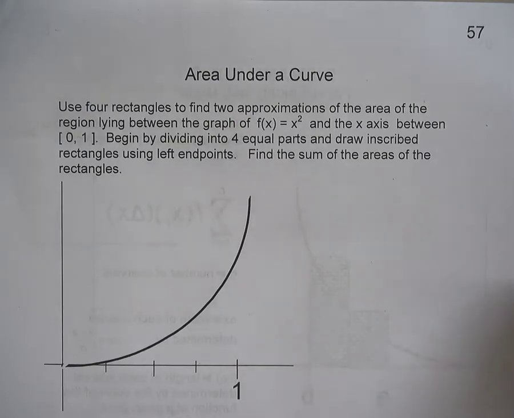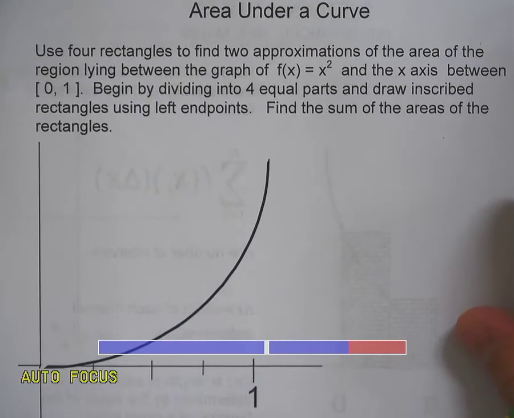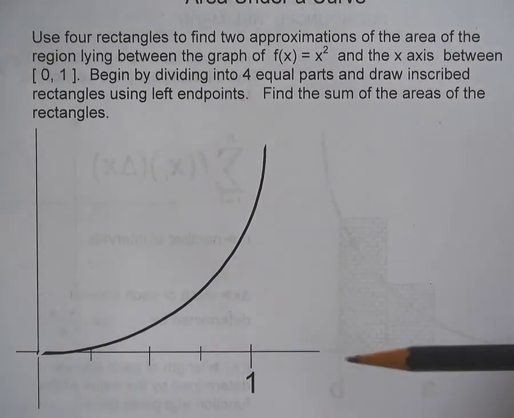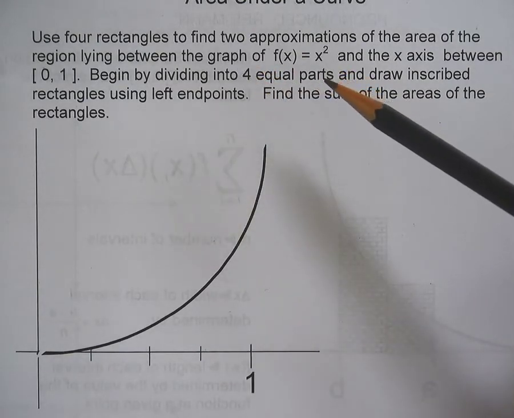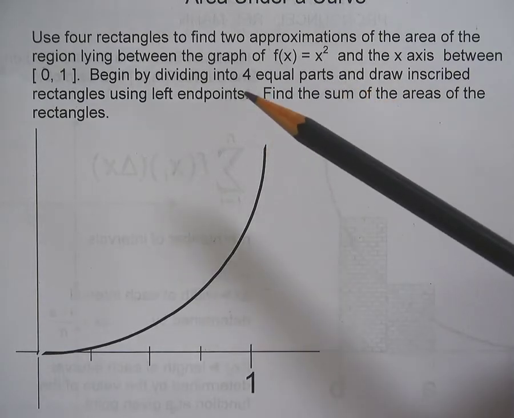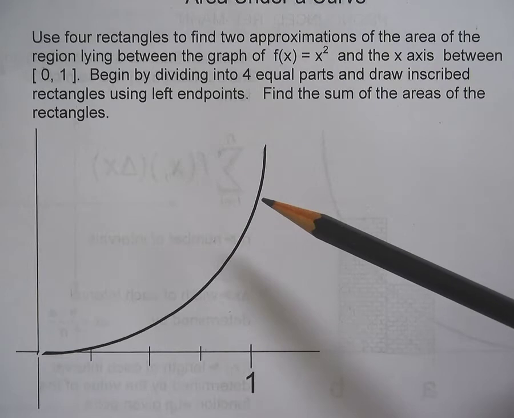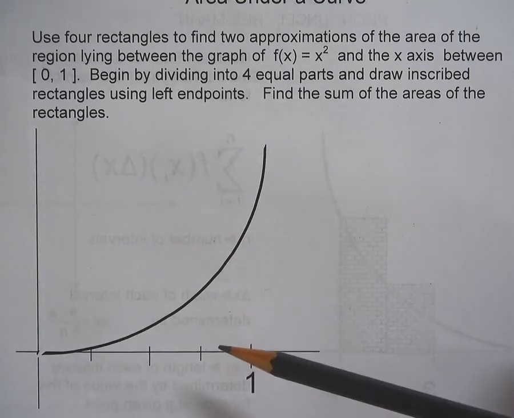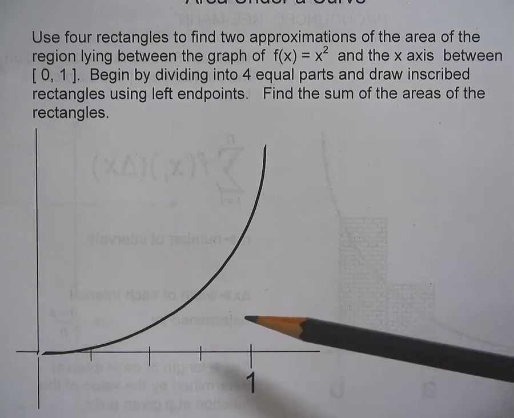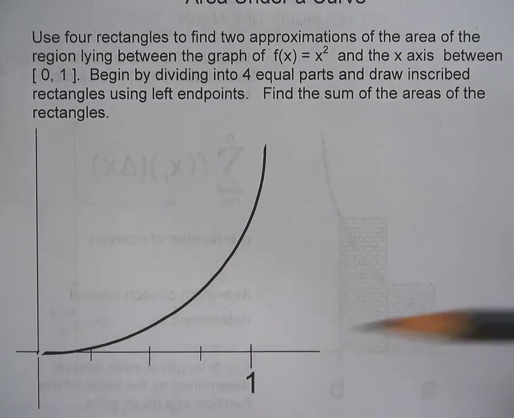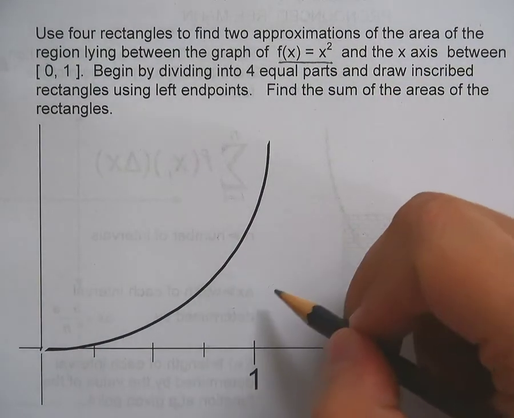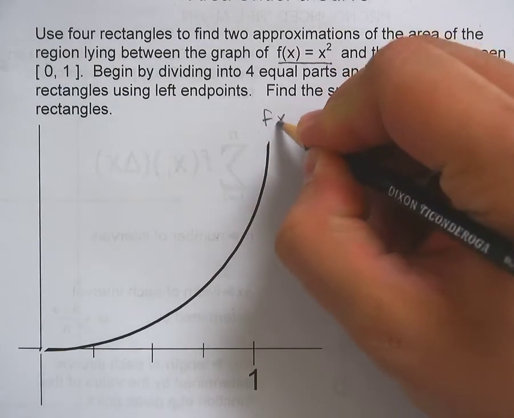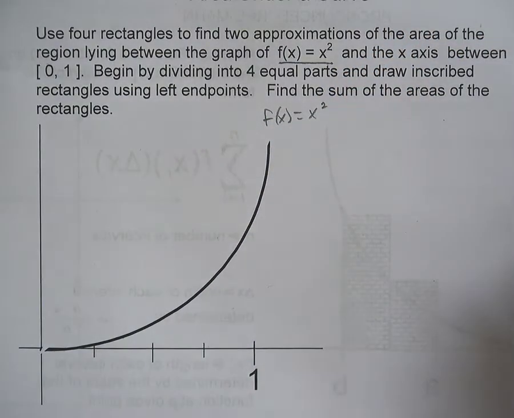So first, let's identify the basics behind area under a curve. We've got a pretty simple graph right here. It says use 4 rectangles to find 2 approximations of the area of the region lying between the graph of f of x equals x squared and the x-axis between 0 and 1. First off, they gave me an equation. It looks like the right-hand side of a parabola, the parent function. F of x is x squared.